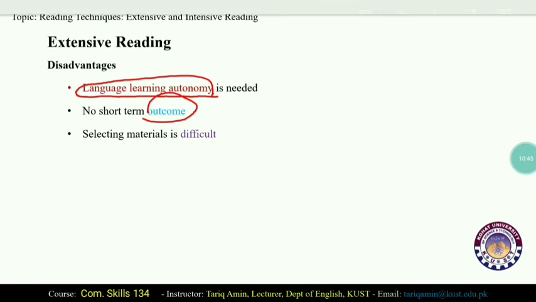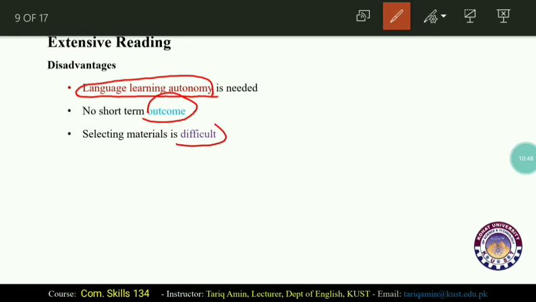Selecting materials is difficult. When you select a text for yourself for extensive reading, it becomes difficult because you are free to select anything. Sometimes you feel difficulty in selecting a text for extensive reading. For example, when you think of selecting a text for enjoyment purposes, let's say a novel, there are many novels. Let's say dramas, there are many dramas. Stories, many stories have been written. So when you select a text for enjoyment purposes, for extensive reading, you face some difficulties.